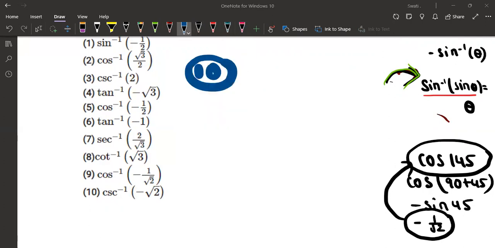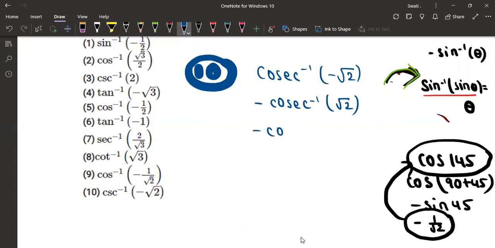Okay, so now this is cosec. The cosec sometimes we also write as CSC, but don't get confused, just cosec only. So cosec inverse negative root 2. Again, we know that in case of cosec, there is a formula that cosec inverse minus theta is same as minus cosec inverse theta. So this minus sign we can take outside. So this will become minus cosec inverse and then root 2.